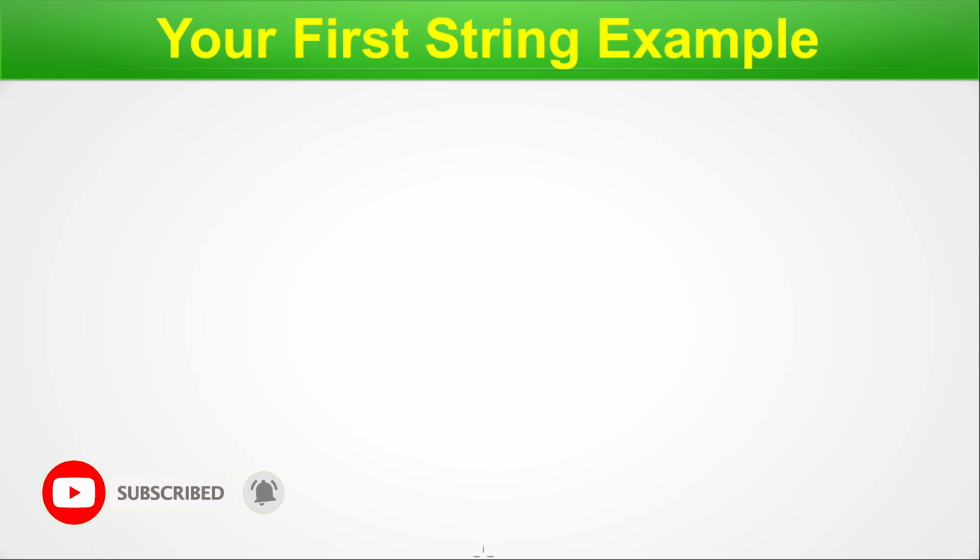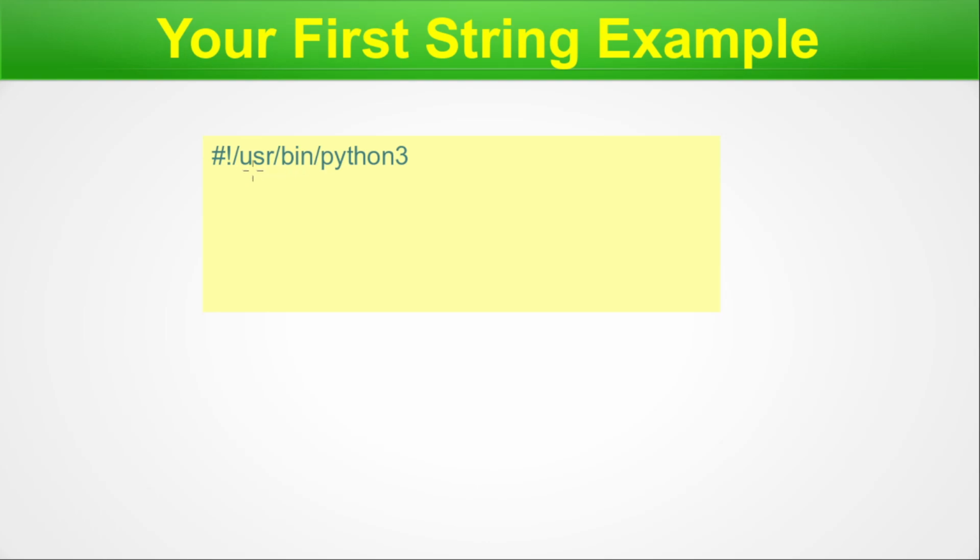Your first string example. Here starts our Python code, with the first line being the Python interpreter path. This is the path of the Python interpreter inside Linux. In case you are using Windows, this should not be there, and only the rest of the code should be there, where you are running the code through Geany, as I have shown you already in the installation episode.